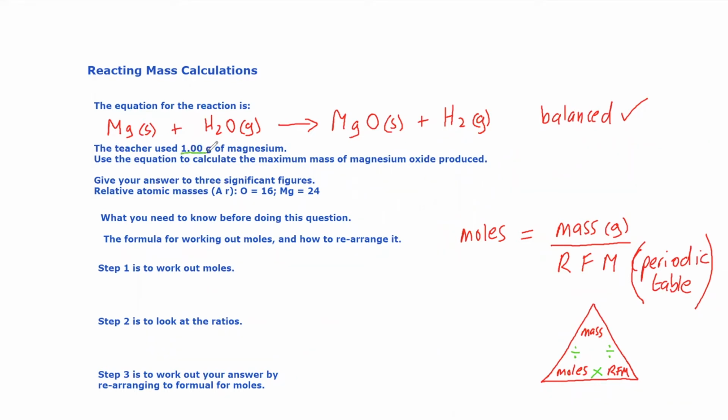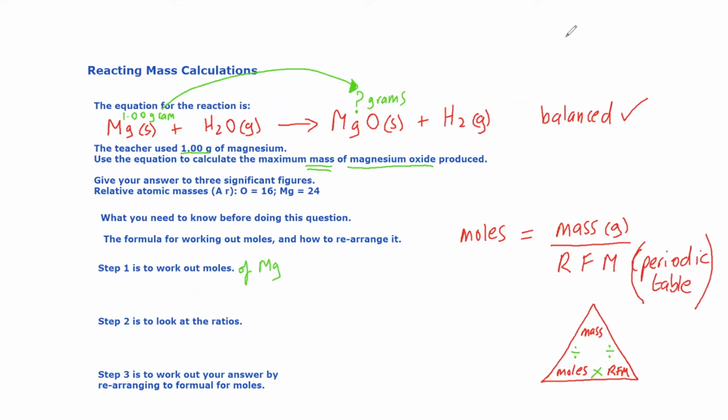So if we start off by underlining the information they've given us, they give us 1 gram of magnesium, and they want us to work out how much magnesium oxide we're going to make. They want us to work out the mass, so it's in grams. That's your first step, and then I always connect them, and you'll see why. The first step is to work out the moles.